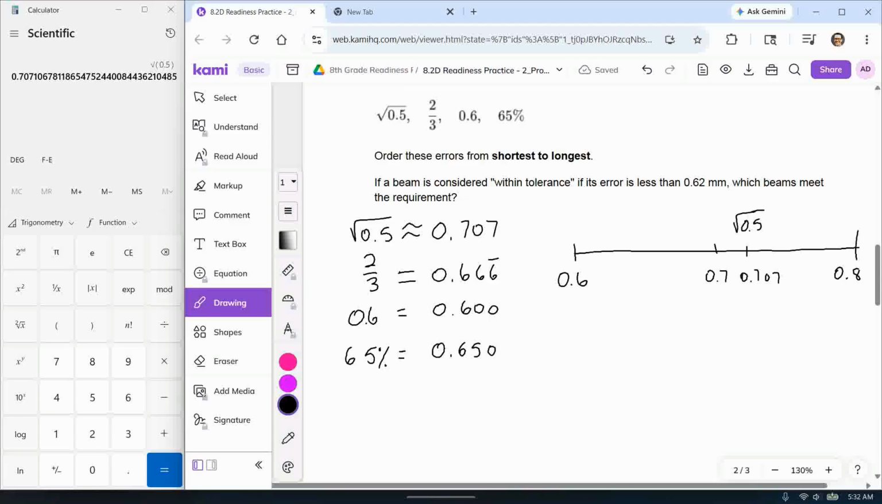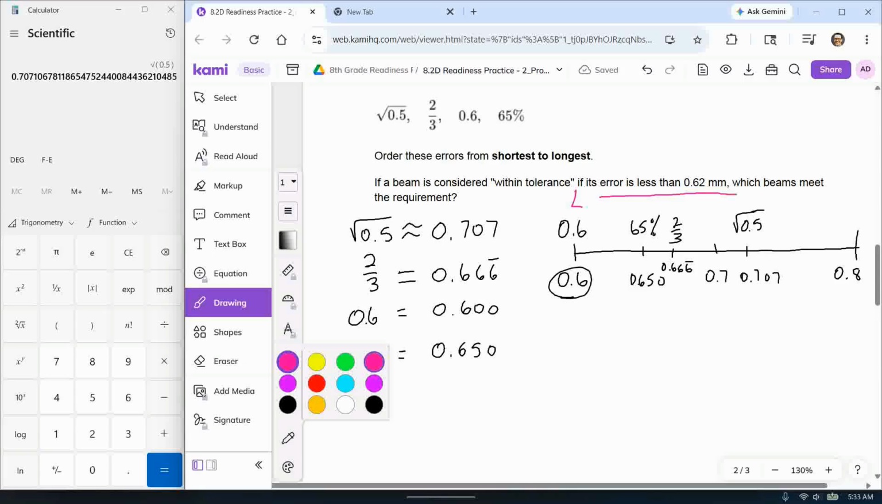That's going to be my biggest. Obviously, I've got my 0.6 right here. I'm just going to circle that, but it's one of the boundary numbers. So there's only two other numbers I need to put in there, the 65% and the 2/3. At 65%, it's going to be halfway between the 0.6 and the 0.7. So I'll just put 0.650, or 65%. And then my 2/3 is going to be a little bit more than that, so 0.666 repeating, or 2/3. So there's my order.